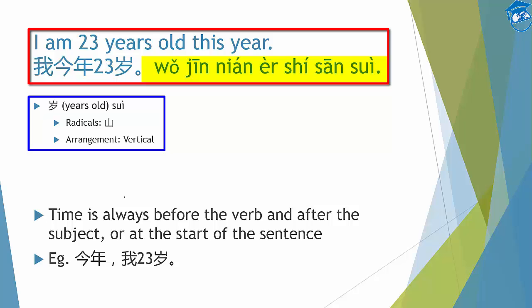Alternatively, you can place it at the start of the sentence. For example, 今年我23岁 also makes sense. I will give more of this example in the future slides. So for now, just bear with this. I will introduce you more words.